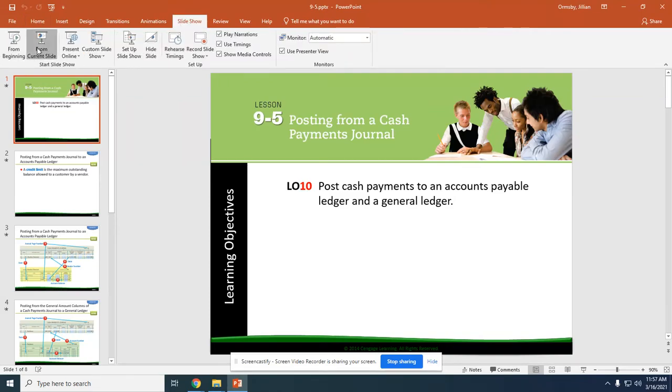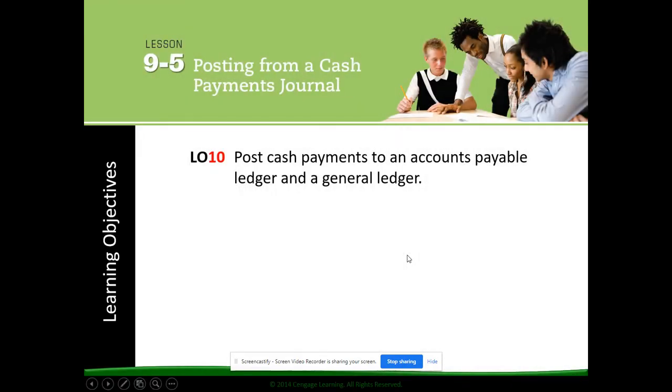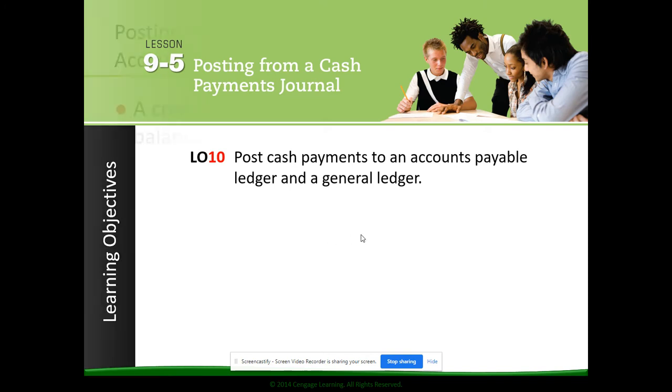Hi, everyone. Today we are going to finish up chapter 9 by learning how to post from a cash payments journal. So, our objective for today is to post cash payments to an accounts payable ledger and a general ledger.